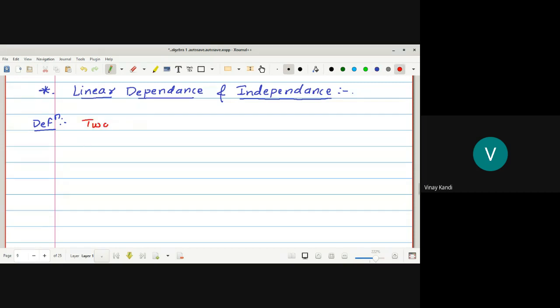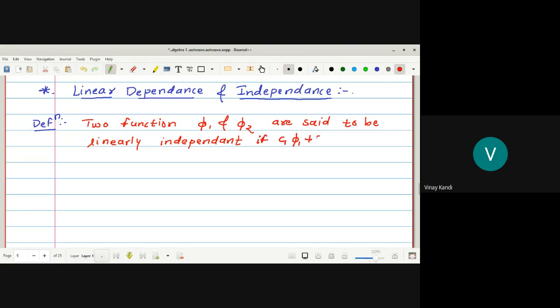Two functions phi1 and phi2 are said to be linearly independent if C1 phi1 plus C2 phi2 is equal to 0 implies that C1 is equal to 0 and C2 is equal to 0. Okay, so this is the definition of linearly independent functions phi1 and phi2.